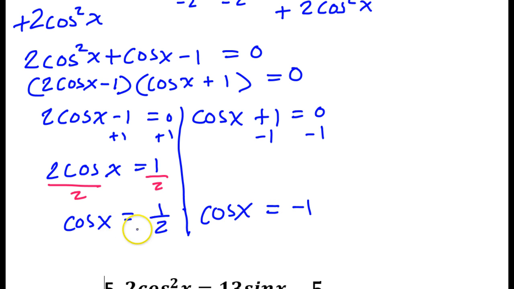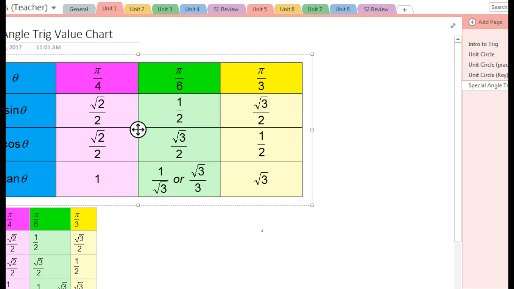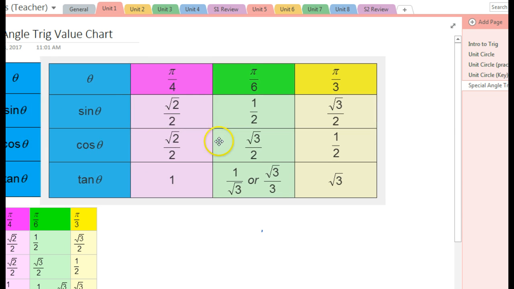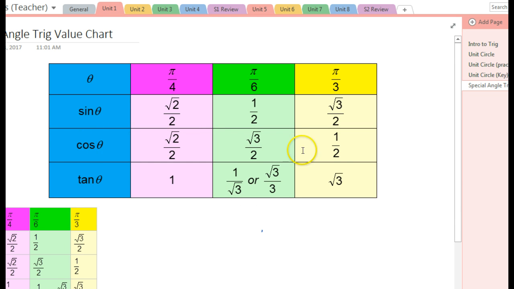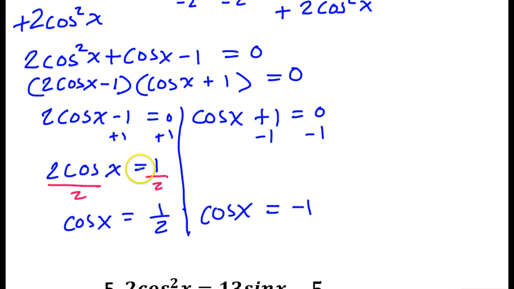Okay, cosine equals 1/2. What angle has a cosine that equals 1/2? The cosine of what angle equals 1/2? This is one of those things that you should have memorized. Let's see, cosine 1/2, pi over 3. Cosine of pi over 3 is 1/2. So that's my reference angle for sure.